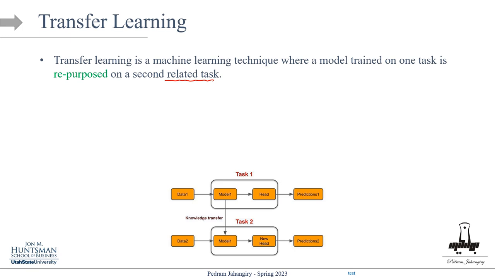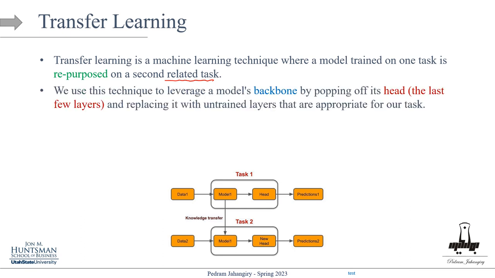We can say, let's use one of these very large state-of-the-art models that have been trained out there. Sometimes it costs millions of dollars to train these models on very large data sets, right? So we don't need to retrain them. We're going to use those weights and apply them to our specific purpose. The reason it works is simply that an image is an image, right? At the very low level, the features are pretty much the same. So let's use that. We use this technique to leverage a model's backbone.